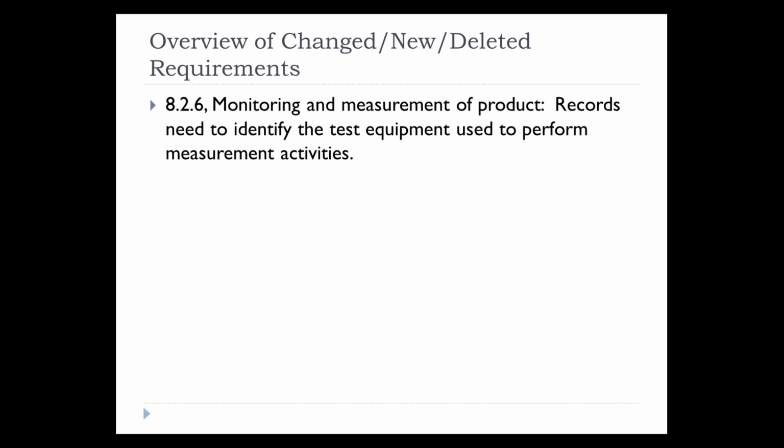8.2.6 talks about monitoring and measuring of product. Your records of product monitoring and measurement need to identify the test equipment used to perform the measurement activities.